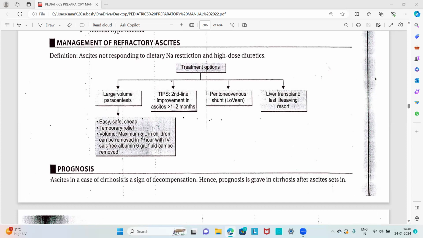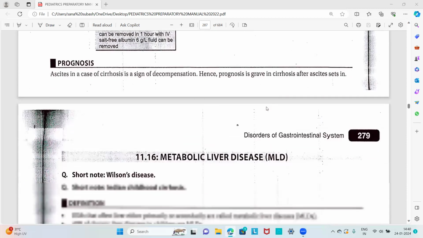The maximum of 5 liters in children can be removed in 1 hour with IV salt-free albumin, 6 grams per liter removed. Another option is the TIPS. The second line, if there is no improvement in the ascites after 1 to 2 months, is a peritoneovenous shunt, which should be done in the case of refractory ascites, and also liver transplant. The last life-saving resort is the liver transplant if there is refractory ascites.